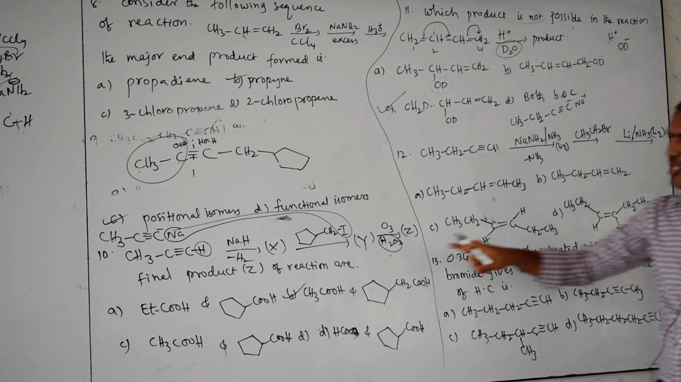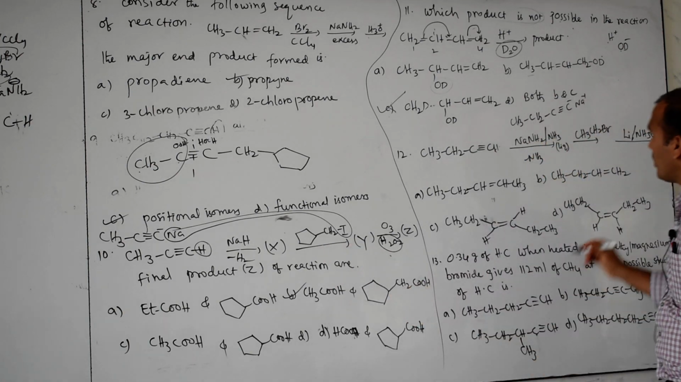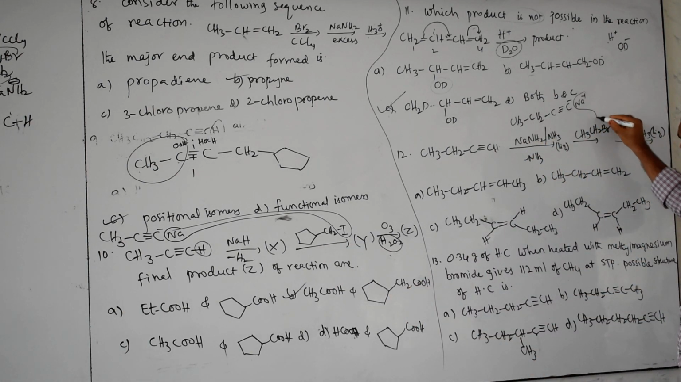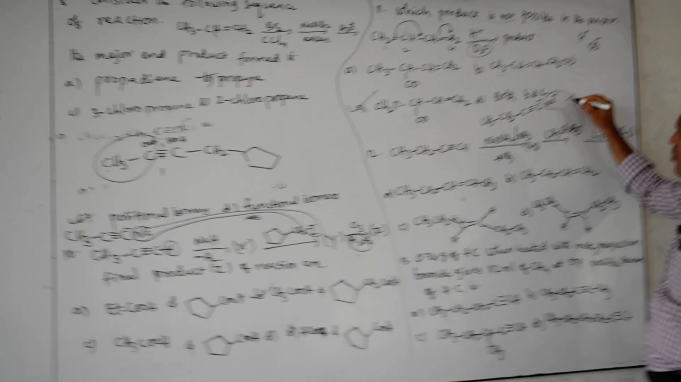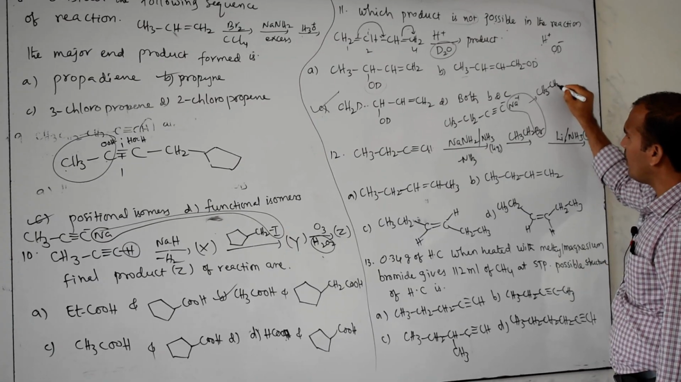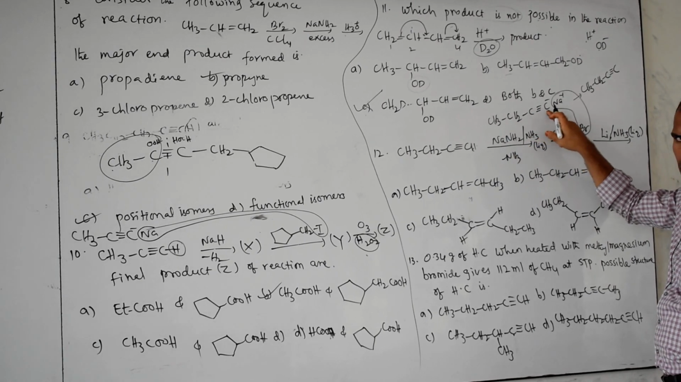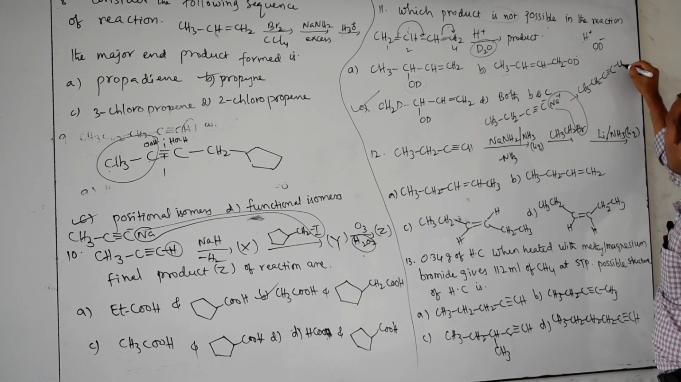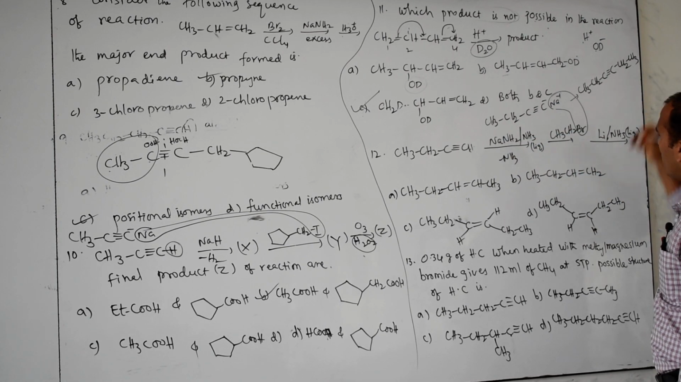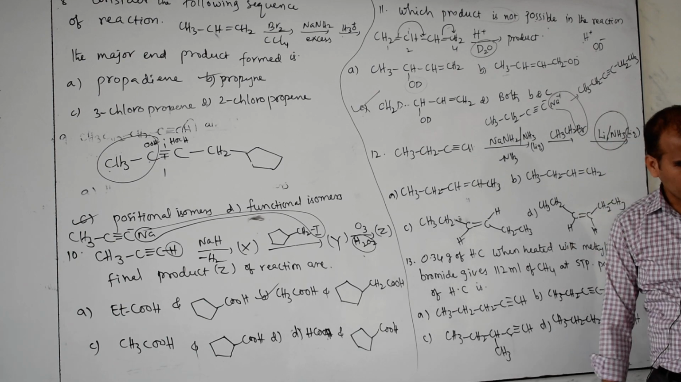Next, what is there? This is this type of reaction. Then this will be out. After this is out, what will form? CH3, CH2, C triple bond, C. Next, CH2, CH3.